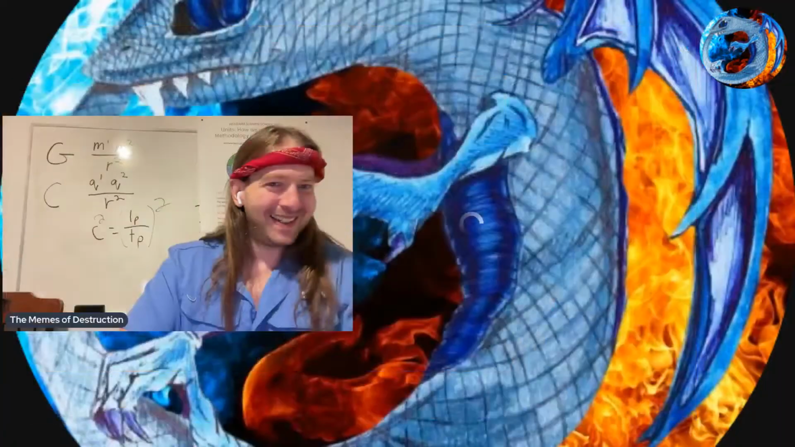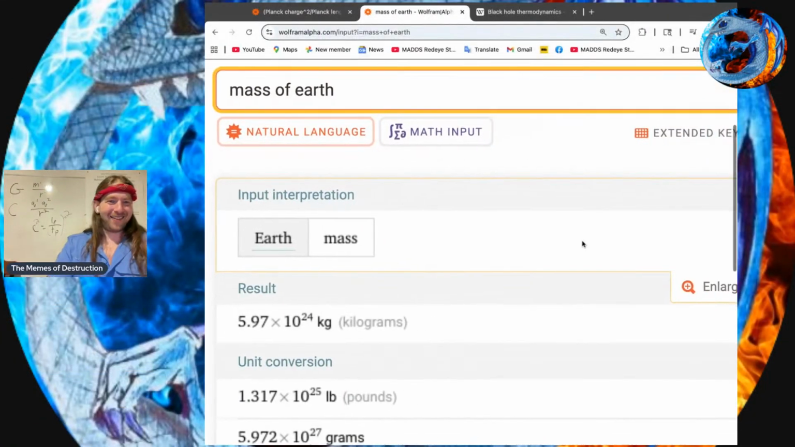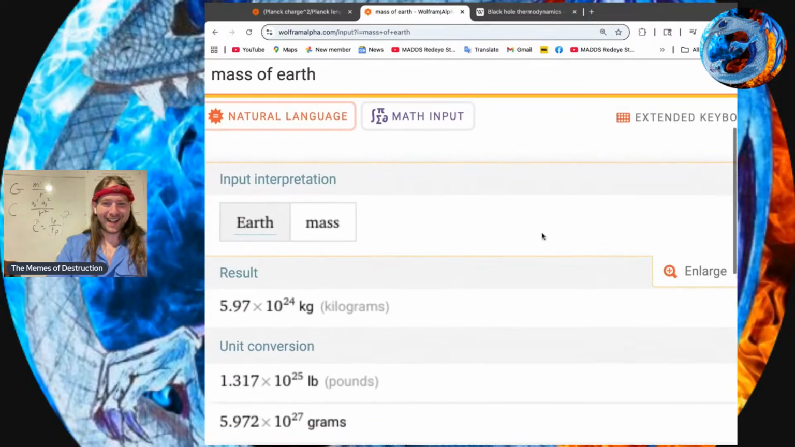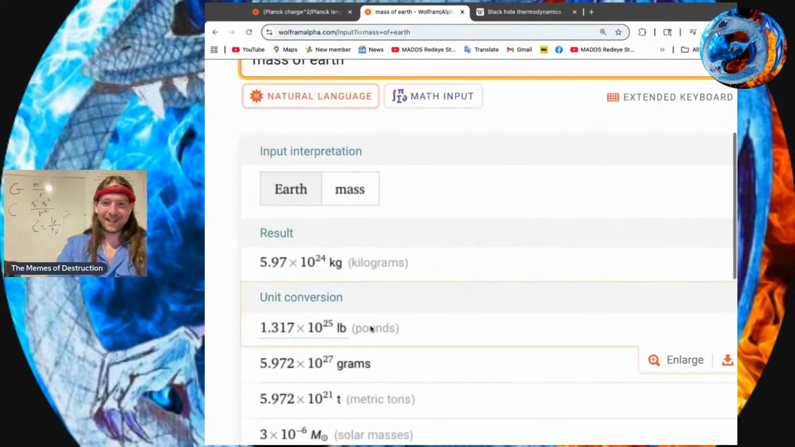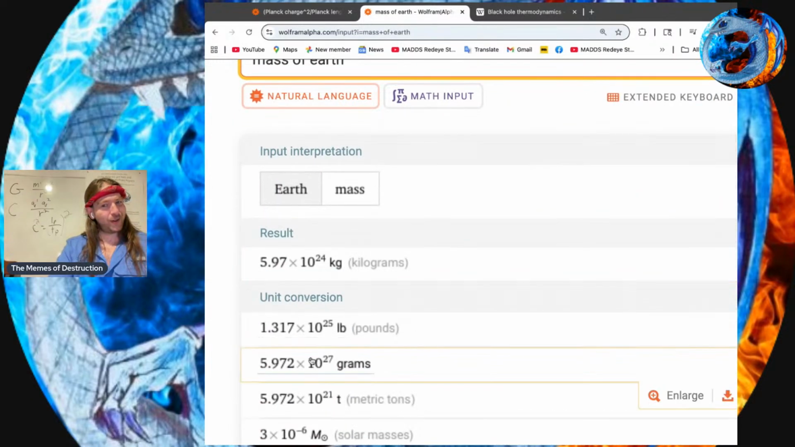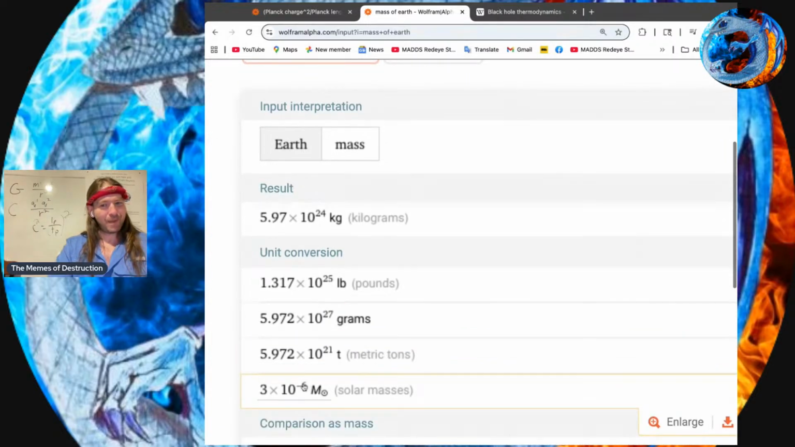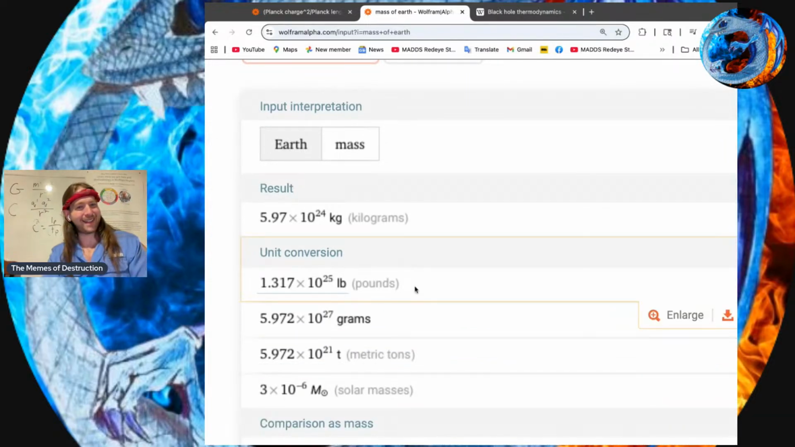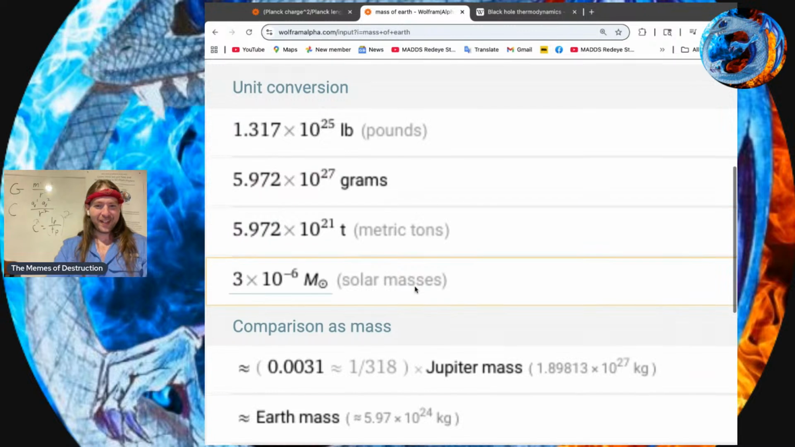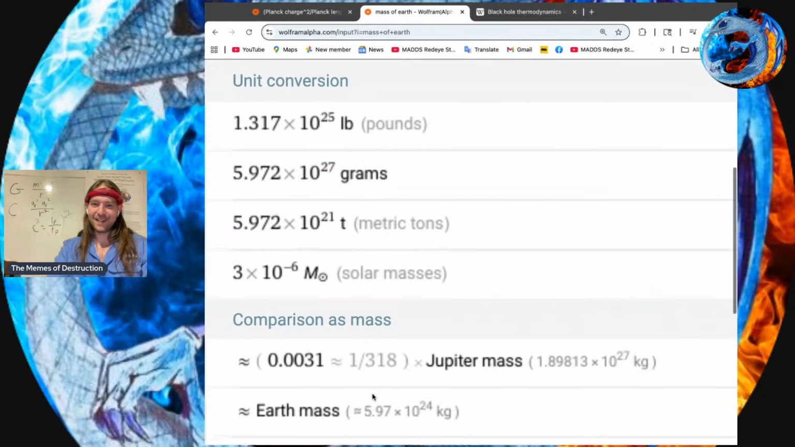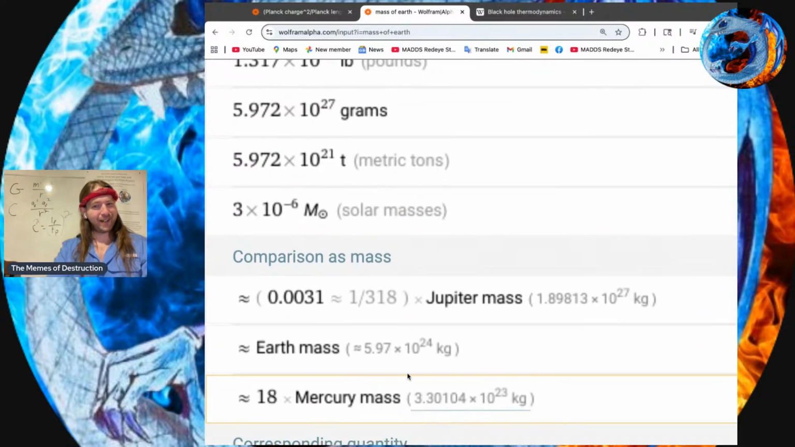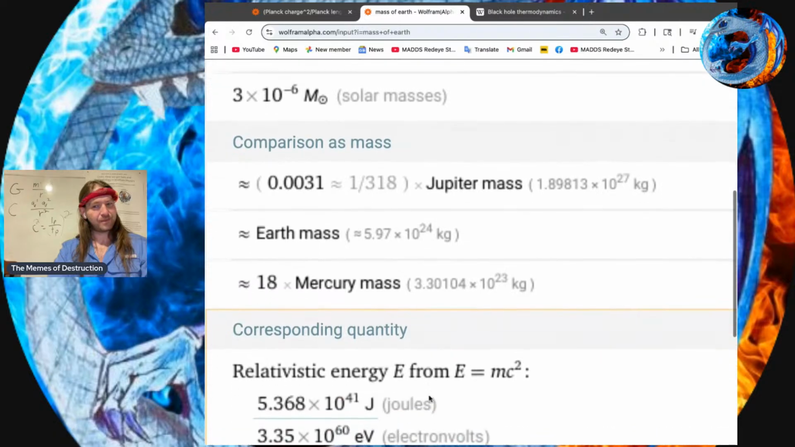Okay, so about 6 times 10 to the 24. I'm sorry, I only know that just because I had looked it up the other day. So you get the mass of Earth. It's showing you how much in pounds it would be, how much in grams, metric tons, solar masses, relationships to Jupiter, about 18 Mercuries in mass.